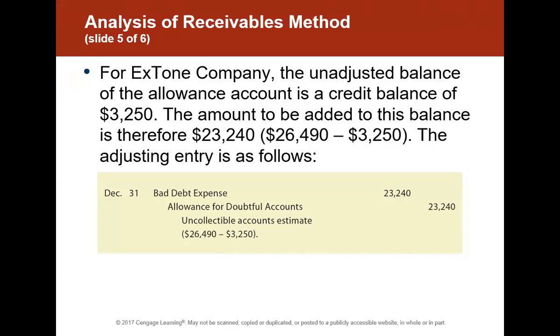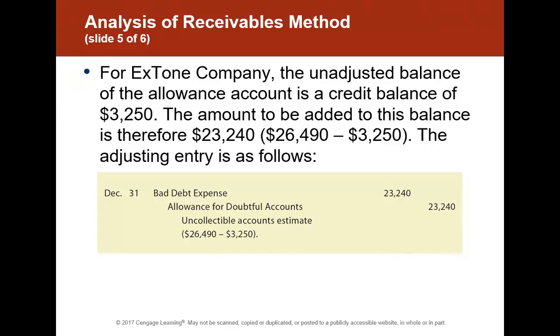So this is probably the trickiest part of Chapter 8. And it's also remembering that under direct write-off or percentage of sales, they may give you the balance in allowance for doubtful accounts, but you don't need it. So don't let that trip you up, okay? You only consider the balance in allowance for doubtful accounts when you're using an analysis of receivables method, okay?